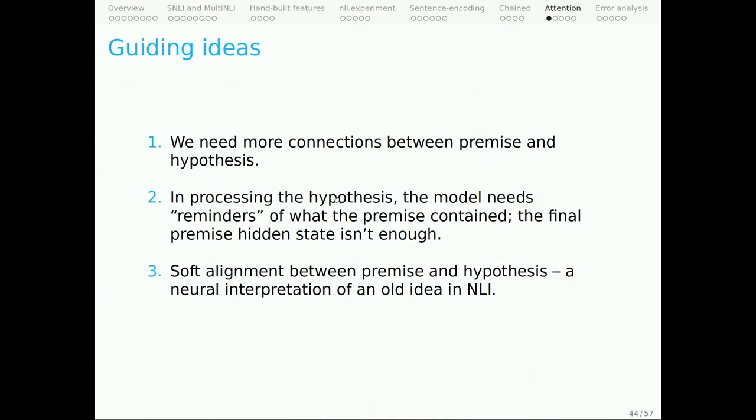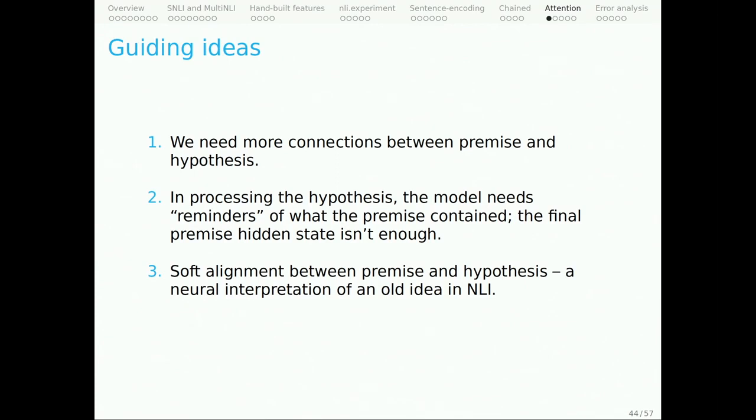So here are the guiding ideas for attention mechanisms. We need more connections between the premise and hypothesis. Both classes of model that I showed you are kind of limited in what they allow. So the sentence encoding ones just use the final two representations and concatenate them. And all that other information has to be summarized by the two that I use for the classification decision, otherwise it's lost.